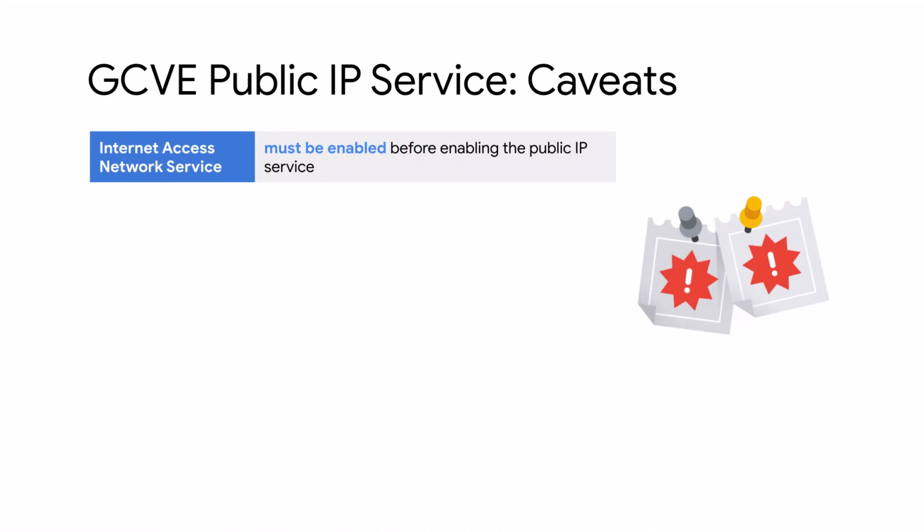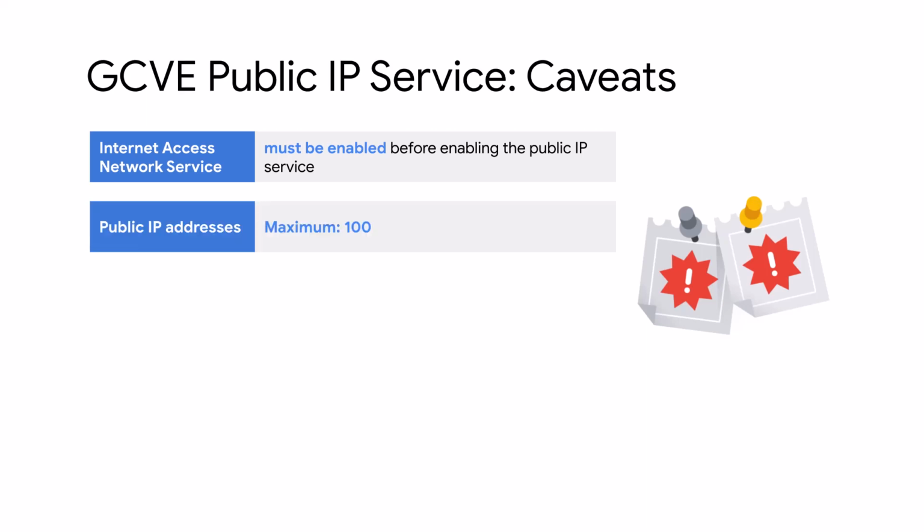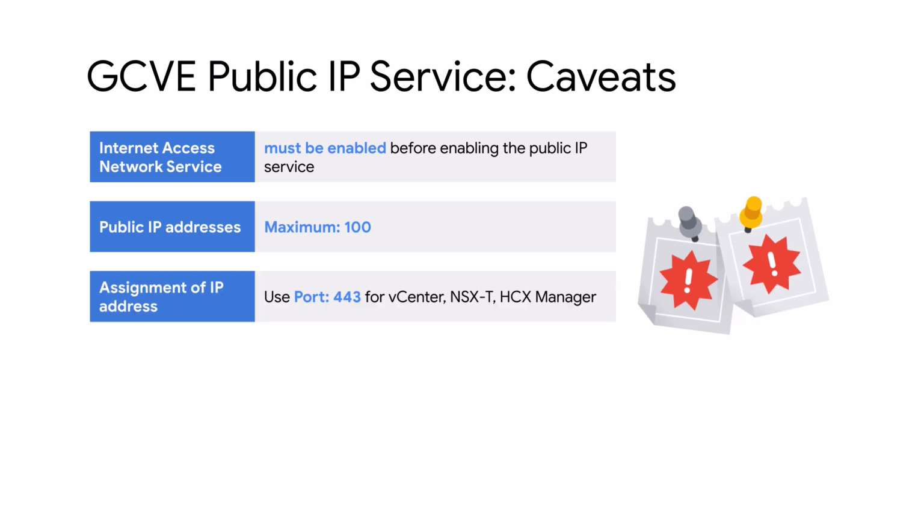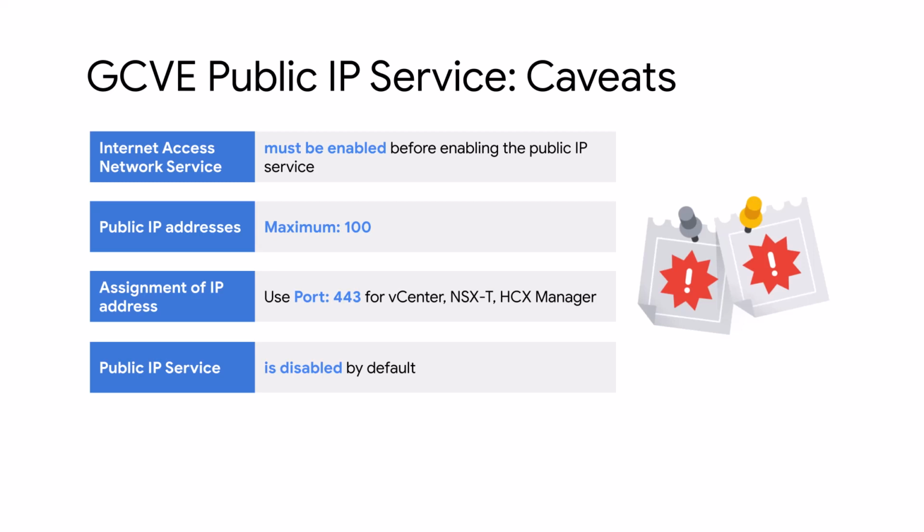Before enabling the public IP service and allocating a public IP address to a workload VM, the Internet Access service must be enabled in a specific region. You are allowed to reserve a maximum of 100 public IP addresses for the primary VPC network connected to VMware Engine. While assigning a public IP address to vCenter, NSX, or HCX Manager, it is strongly recommended to open only port 443 to a specific set of IP addresses. Finally, remember, the public IP service is disabled on GCVE by default.